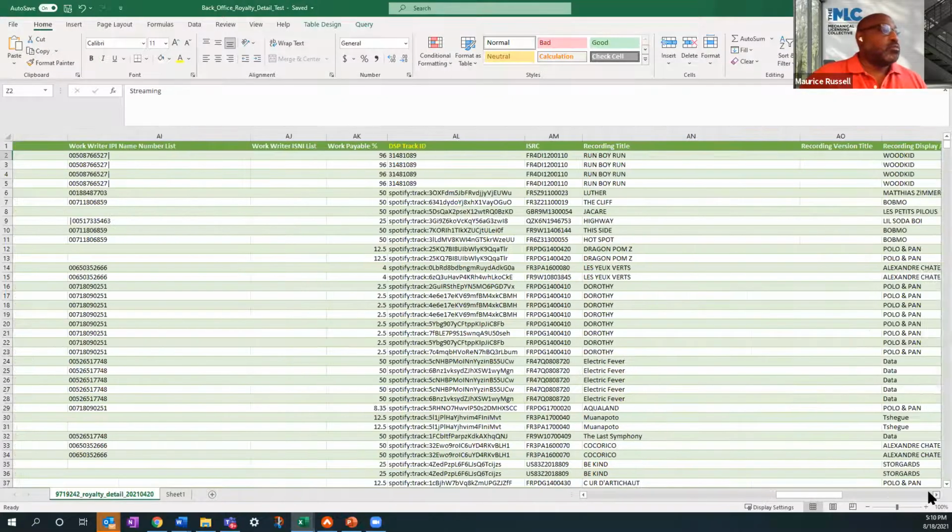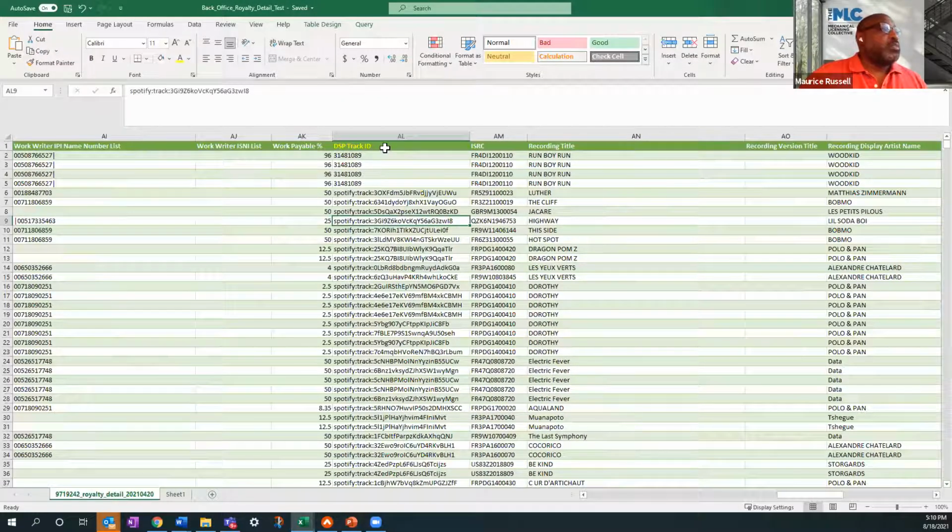Moving on. The DSP track ID is important. That is the specific unique identifier for the track that is being reported on, where the DSP ID corresponds with the actual usage that's being accounted to you. It's more granular than the ISRC code, which is a unique identifier for the recording. The DSP track ID would be specific instances at the product level of a track.